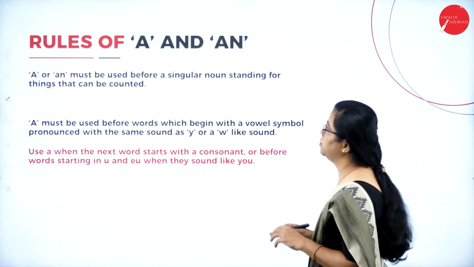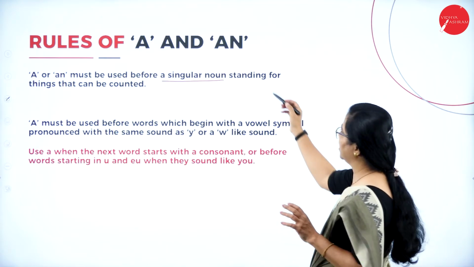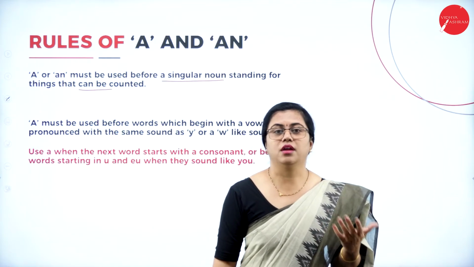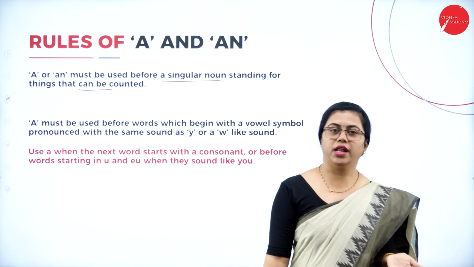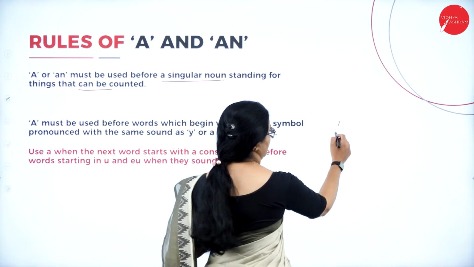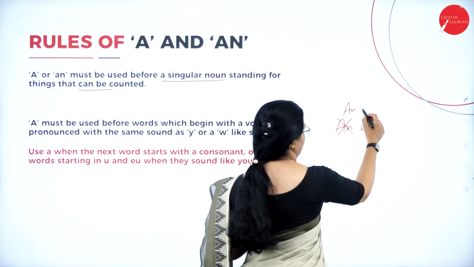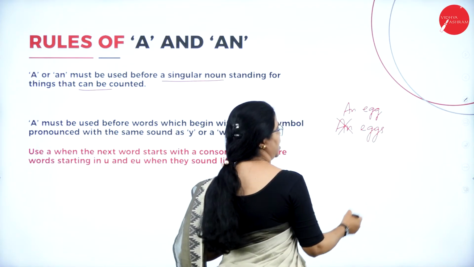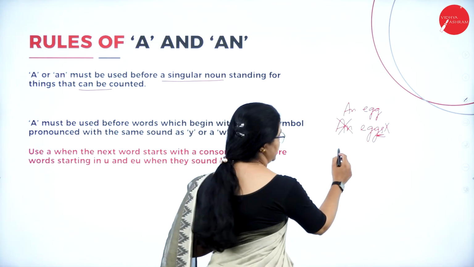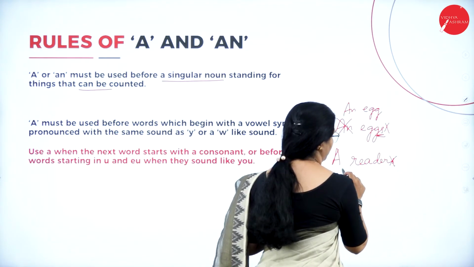A and an must be used before a singular noun, as I said, standing for things that can be counted. Where you can count things and it is singular, there only can it be used. As in the examples I gave, you cannot say "an eggs." This is wrong. It is an egg. Articles should not be used with plurals. You don't say "a readers." It has to be only a reader.